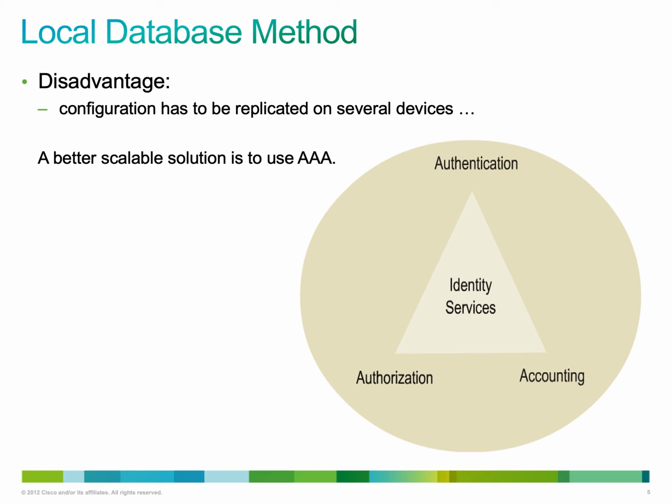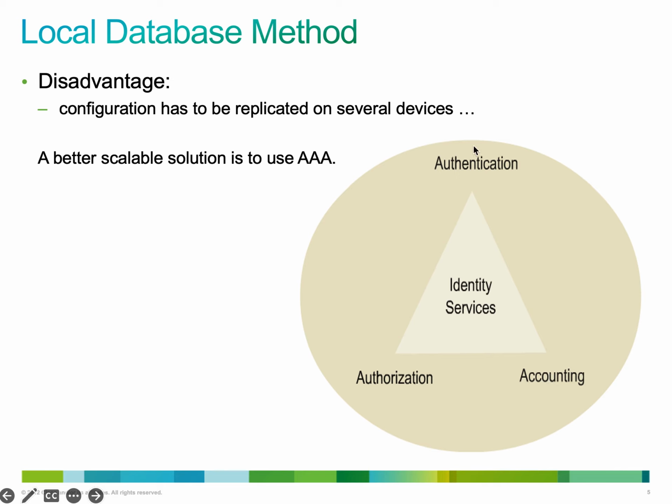So a better, scalable solution is for us to use what we call the AAA method: Authentication, Authorization, and Accounting. Because of this disadvantage, we opt for the third option, which is the Authentication, Authorization, and Accounting method. If you look at it, authentication, authorization, and accounting, so identity service.